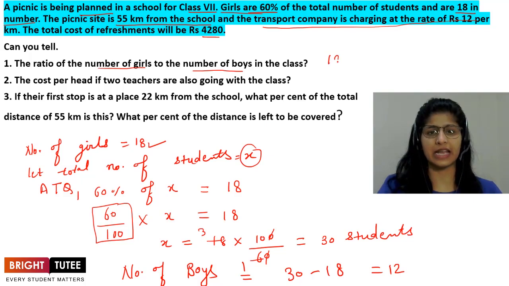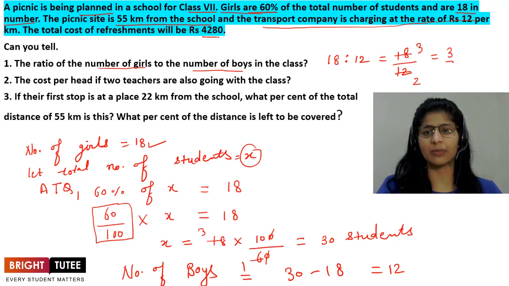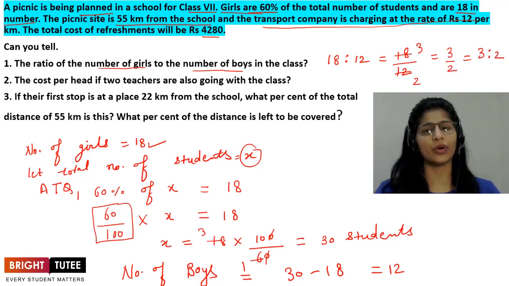So the number of girls to boys is 18 is to 12. Can we convert it into simplest form? Yes, we can. 6 twos are 12, 6 threes are 18. We get 3 upon 2. That means the ratio of the number of girls to the number of boys is 3 is to 2. Always express it in simplest form. Don't just write 18:12, write 3:2.